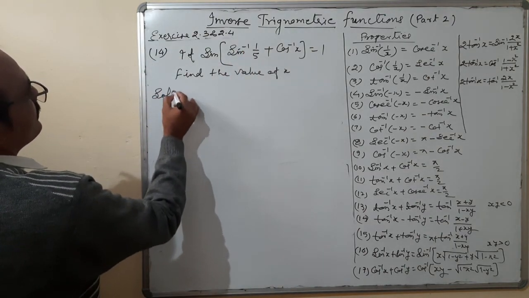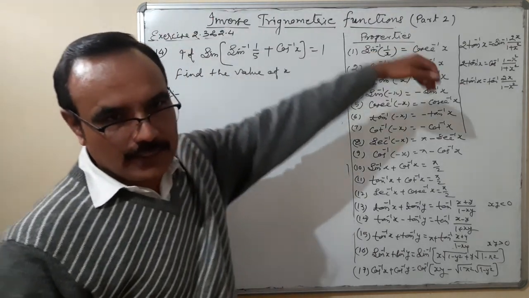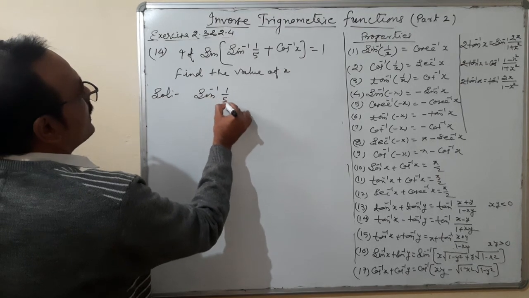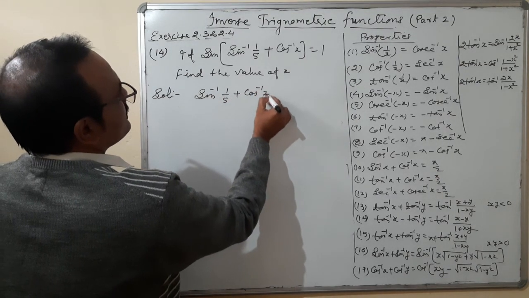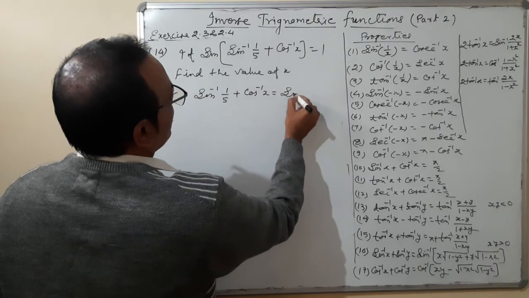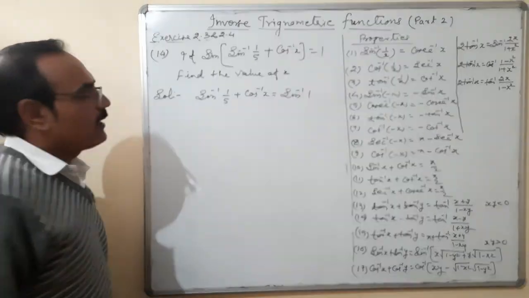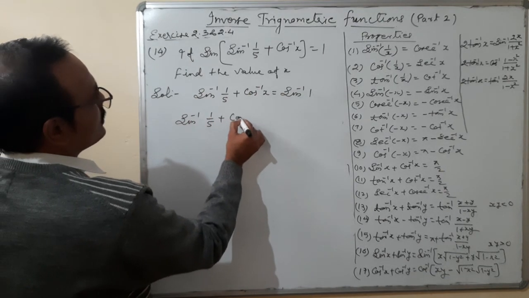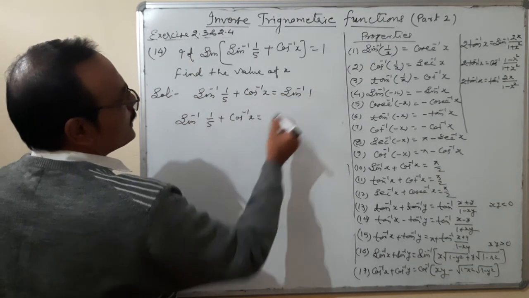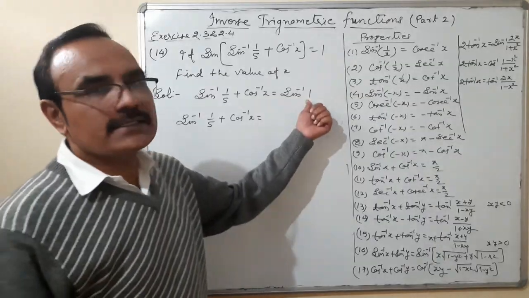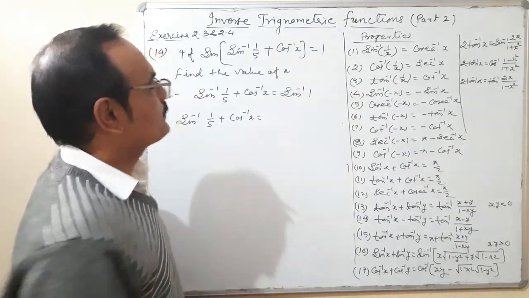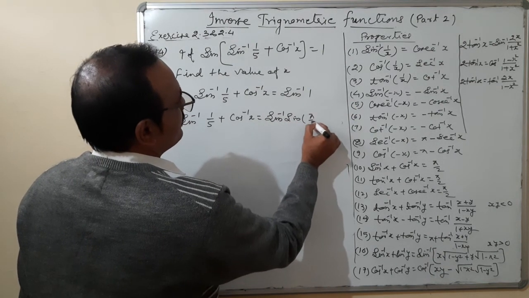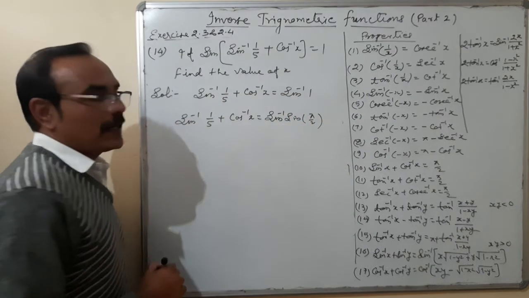How to solve it? Sine inverse is here, so we shift the 1 from left to right: sin inverse 1 upon 5 plus cos inverse x is equal to sin inverse 1. The value of 1 in sine is sin 90, that means sin pi by 2. Sin inverse sin pi by 2, sin inverse and sin cancel, it is pi by 2.